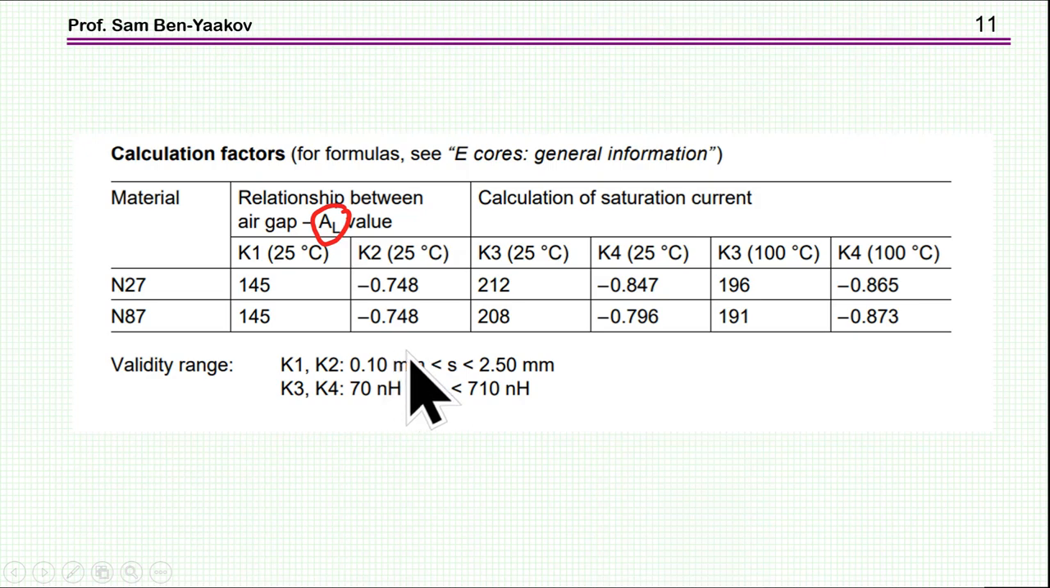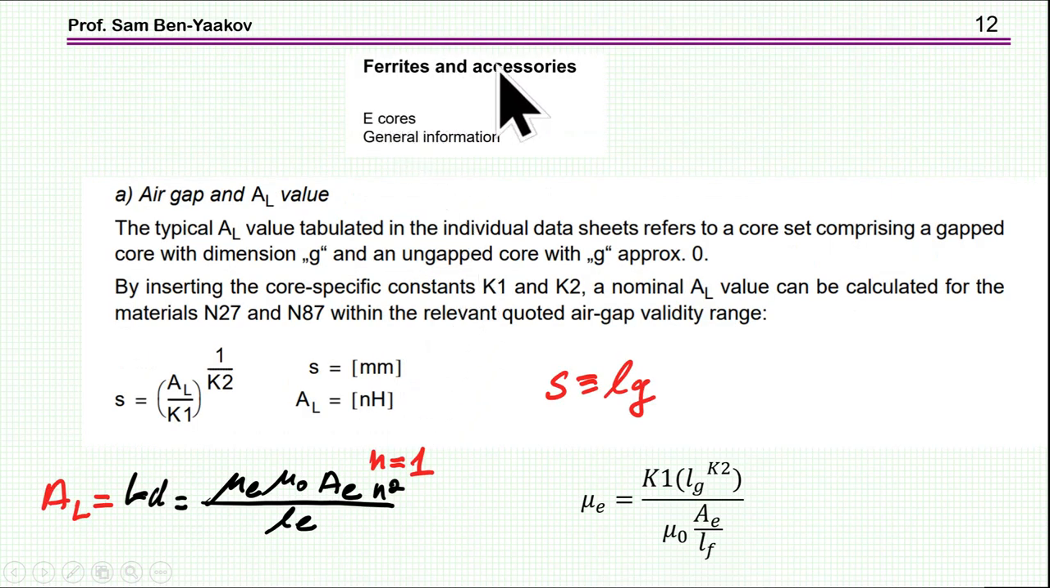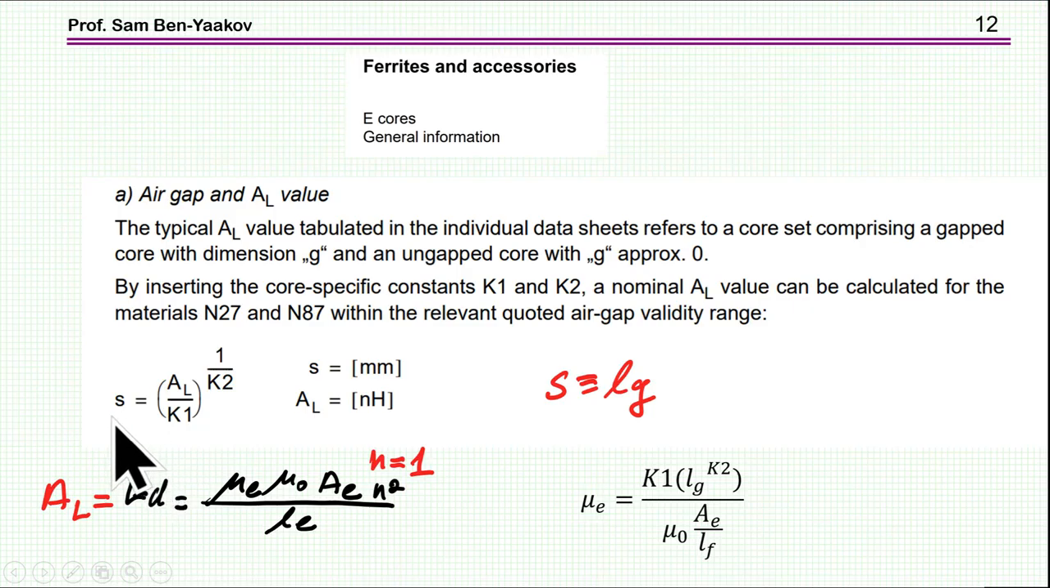Now, what are these coefficients? Well, you have to go to another document, and this is this document here, and then they are showing you the template of this approximation. This is an approximation fitting the measured data to this equation. And what it says is that the air gap length is equal to a function of the required inductance coefficient, A sub L, and these are the constants. Okay? So this S is the length of the air gap.